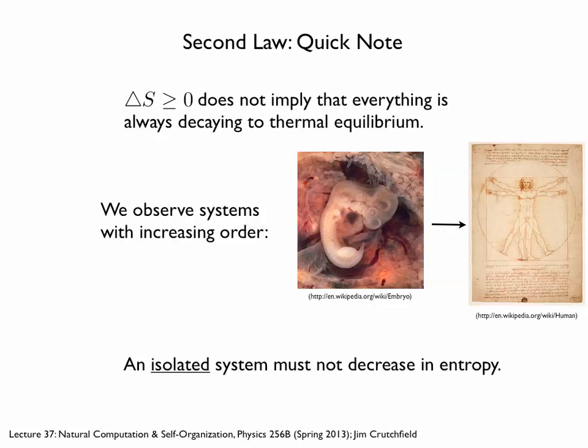Here I have a picture of an embryo. Obviously, we know these turn into much more ordered systems like humans. We observe it all the time. We've observed it in the class. The point that's important to remember for this whole talk is it's strictly isolated systems that must have increasing entropy, meaning a system that doesn't have any energy exchange or information exchange with other systems, because that's going to be key to remember when we're considering different information engines.